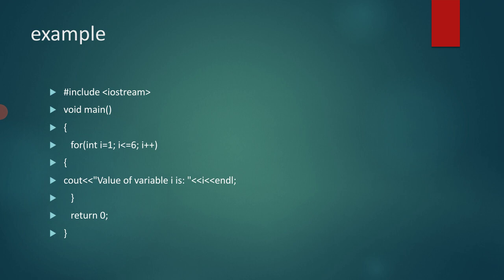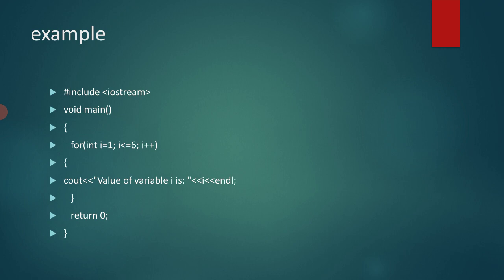So for is a keyword, bracket start, i = 1. It means we are initializing the value of i to 1. Then semicolon, i <= 6. This is a condition. It will repeat the process as long as the value of i is less than or equal to 6. And then i++. i++ is used to increment the value of i.